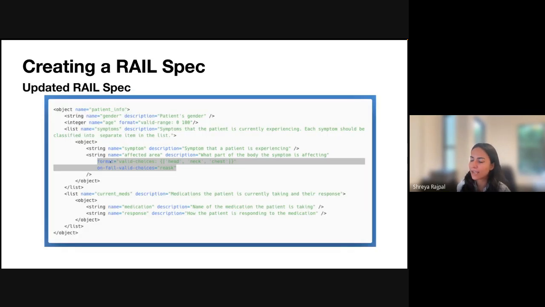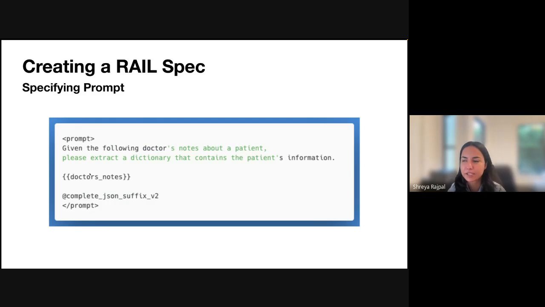So for the quality criteria, we add these two lines in the schema that we previously constructed. In the relevant field of the schema, we essentially add: format should be valid choices, head, neck or chest. And then on fail valid choices, re-ask for the relevant field. Cool. So once we specify the desired output schema, we basically say, this is what my prompt looks like.